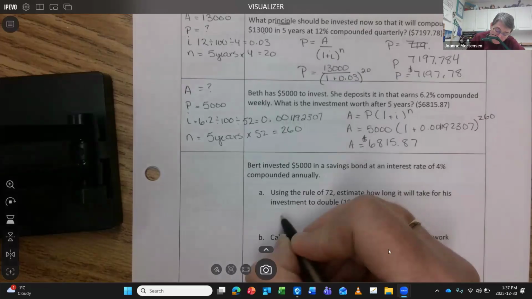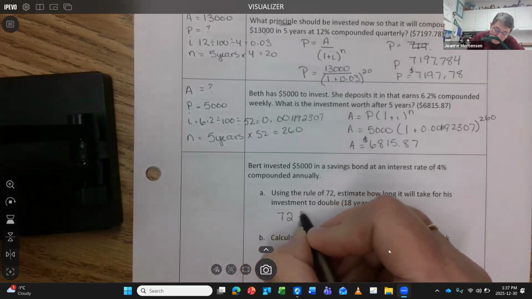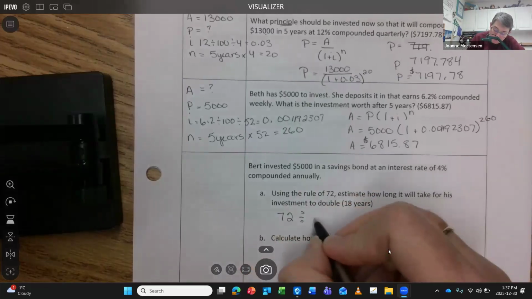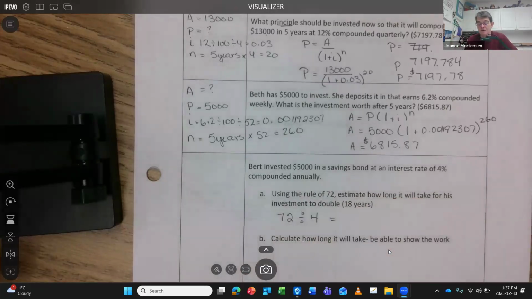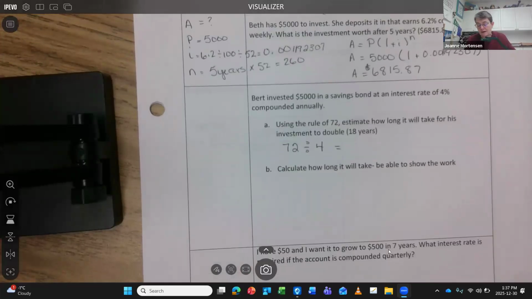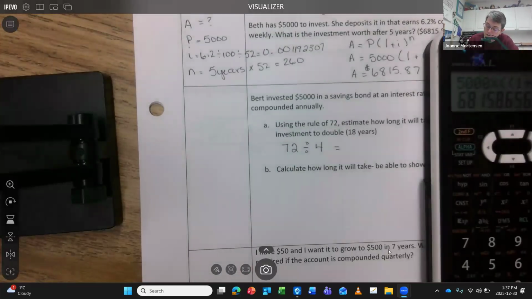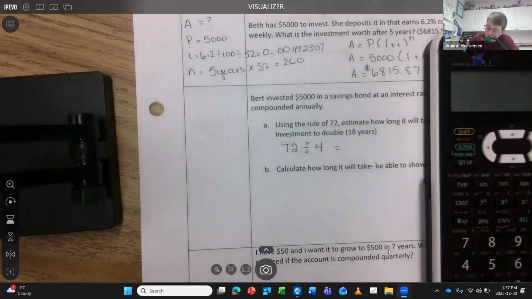Remember the rule. You take 72 and you divide it by the percent. Don't convert the percent or anything, just as an actual number. And then you go 72 divided by 4. That should be about 18 years.